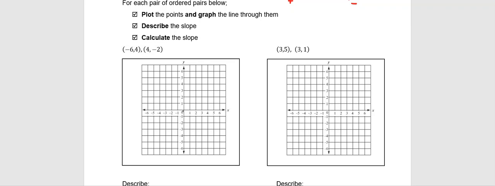Negative 6, 4 means from the origin, I'll go 6 to the left of the origin, 4 right, and I'll go ahead and plot 1 point.